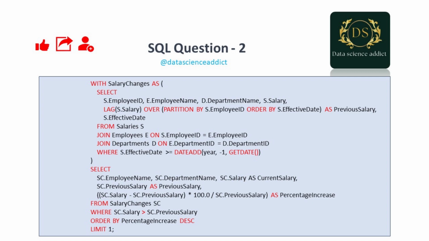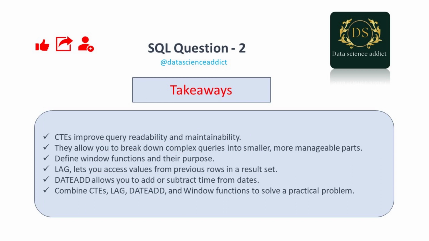Now here are some takeaways. From here we learn the utilization of common table expressions and how they improve query readability and maintainability. They allow you to break down complex queries into smaller and more manageable parts, and we learned how to define window functions and their purpose. The utilization of lag lets you access the value from previous rows in a result set. Date manipulation allows you to add or subtract time from dates. We combined CTE, which is nothing but your common table expression, lag, dateAdd, and window functions to solve a practical problem.